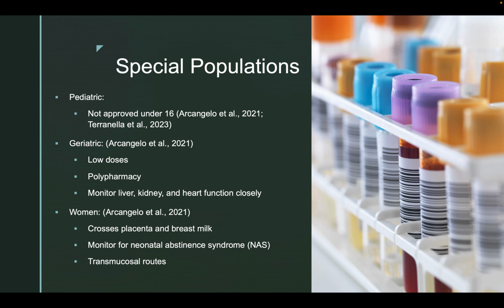Now, women who are pregnant or lactating may be prescribed buprenorphine. It is safe. However, it does cross the placenta, and low levels of buprenorphine have been found in breast milk with no adverse effects. Now, monitoring for neonatal abstinence syndrome, or NAS, is important for mothers receiving buprenorphine, especially 1 week following birth. And transmucosal routes like sublingual or buccal are the preferred route of administration for pregnant and lactating women.